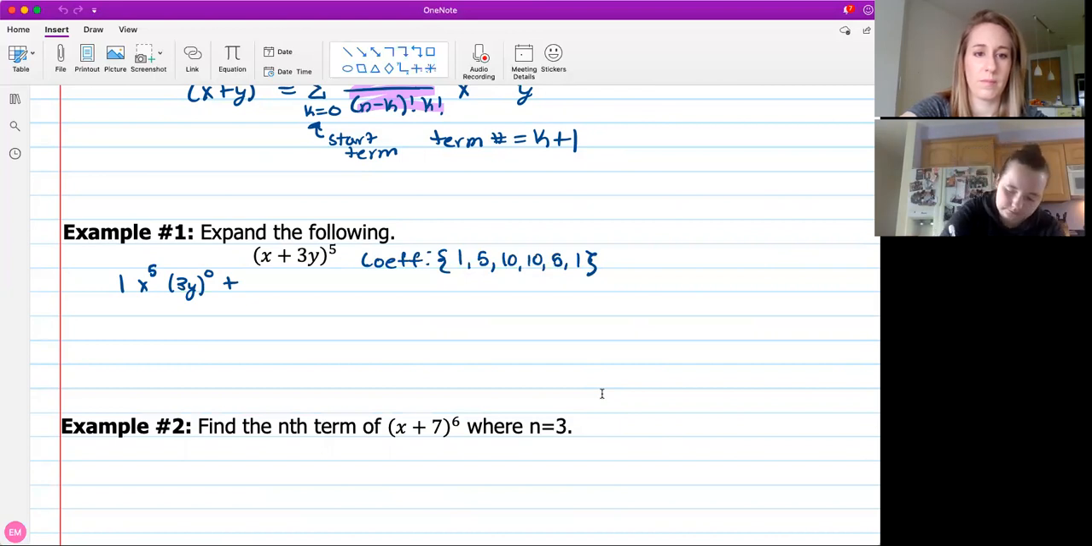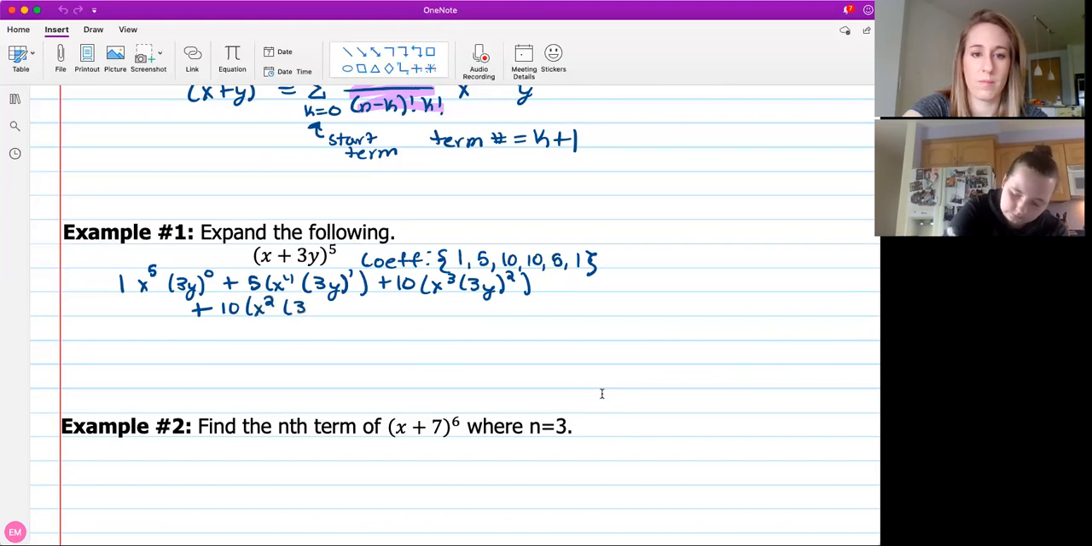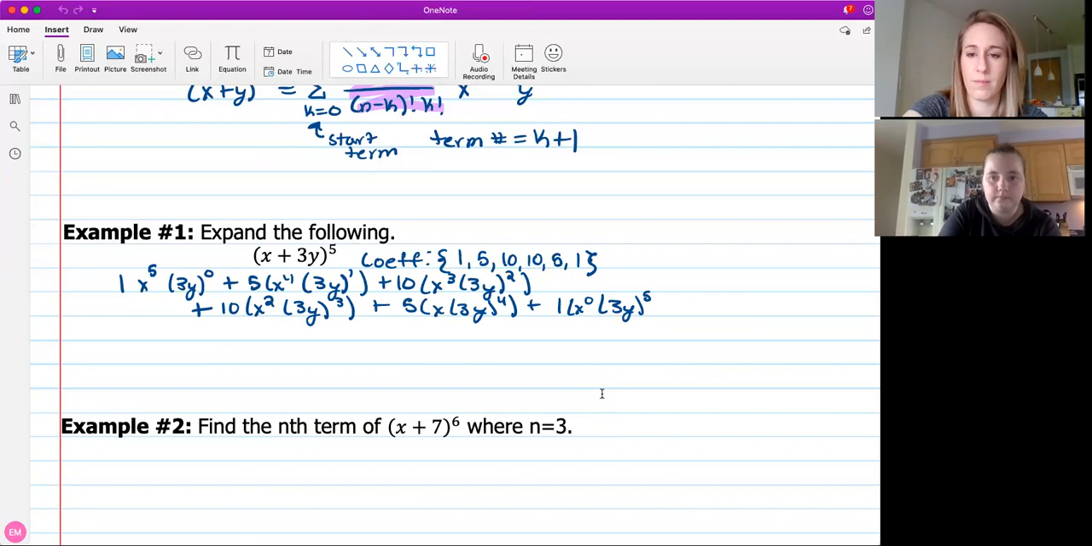And then we have 5x to the 4th, and then (3y) to the 1st power, and then we have 10x to the 3rd, (3y) squared, plus 10x squared, (3y) to the 3rd, plus 5x, (3y) to the 4th, plus 1x to the 0, (3y) to the 5th.